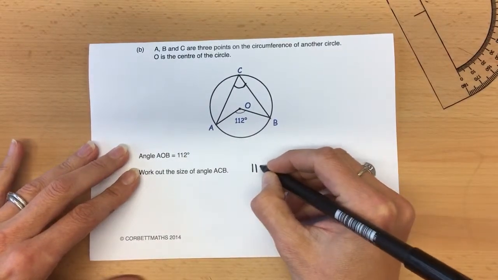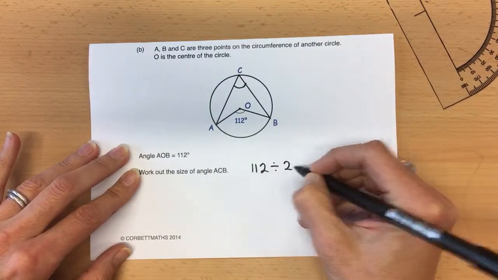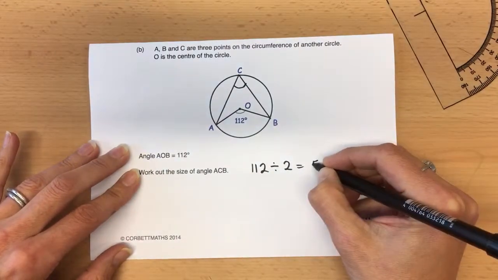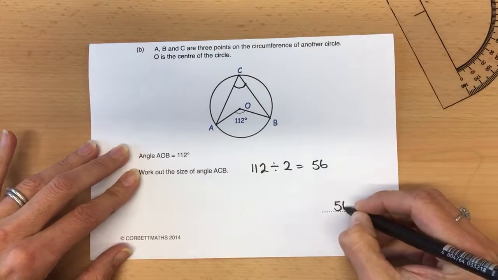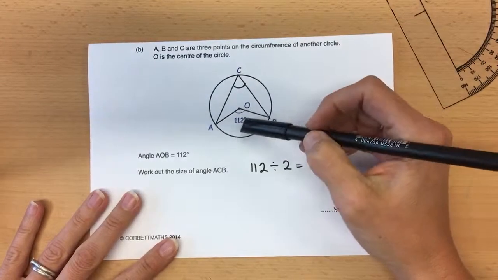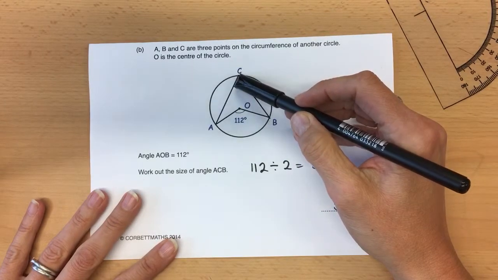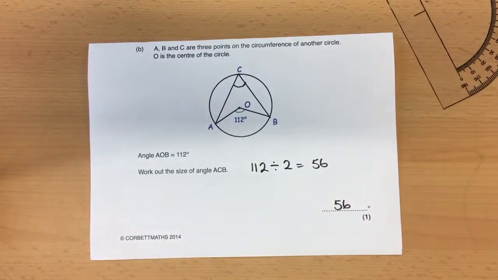So we will be doing 112 divided by 2, which is 56. Very easy marks to get in the exam. And if they asked you to describe why, you would say because angles at the center are double the angles at the circumference, and that's all we need to say.